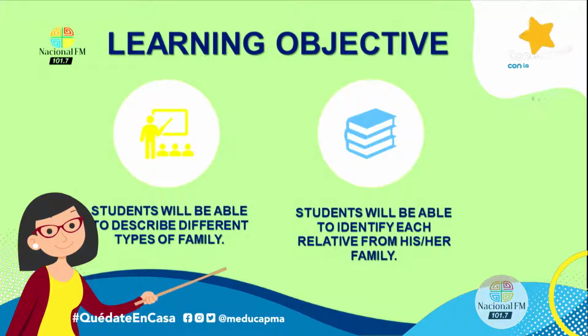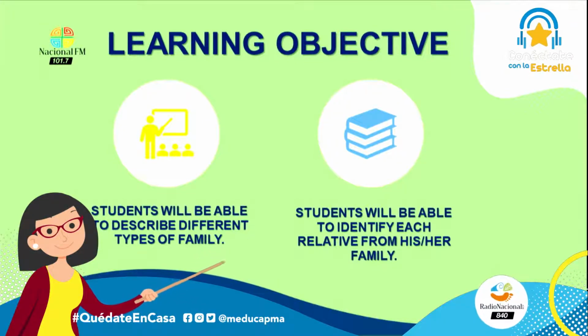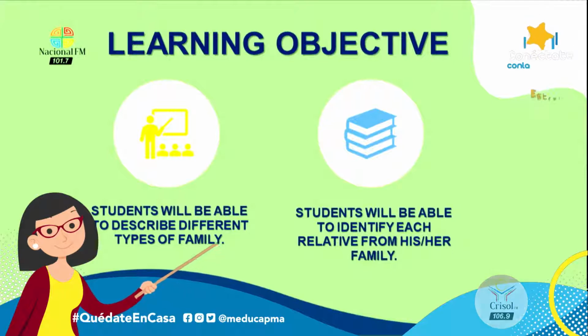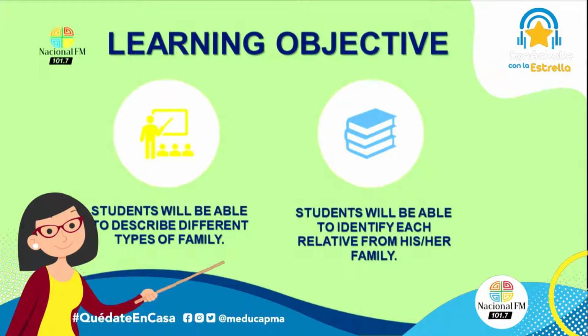There are types of family that we can say are not the same, not similar. So we're going to see which these types are. Also, you're going to be able to identify each relative from your family. Relative. We're going to learn this word here.